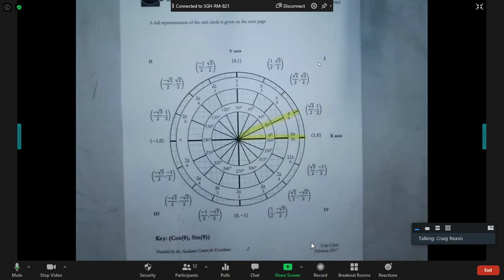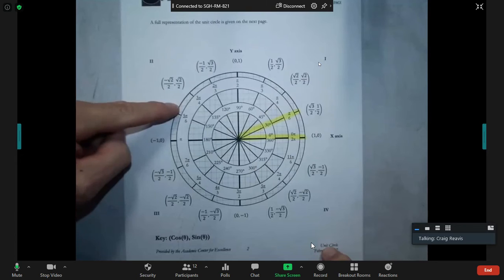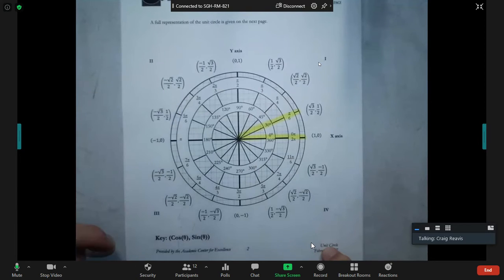Let's just concentrate on that right there. That's the easiest way to look at it, right? Quadrant 1, we know both the sine and cosine are positive. Quadrant 2, we know the cosine is negative, sine is positive. Quadrant 3, they're both negative. And then quadrant 4, they're both positive.